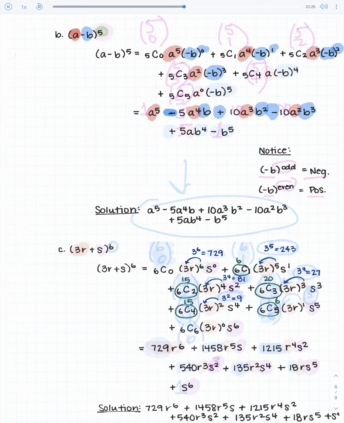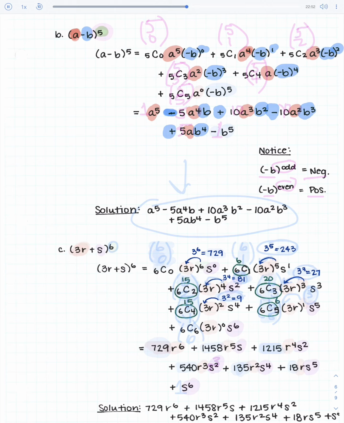Next term, we're again still working our A's down. We were at 2 A's. Now we're down to 1. And our negative B's are working their way up. We were at cubed. Now our negative B is to the 4th. What happens when you raise a negative to the 4th power? Well, it stays as to the 4th power and it turns into a positive. So we'll have a plus out in front of that term.